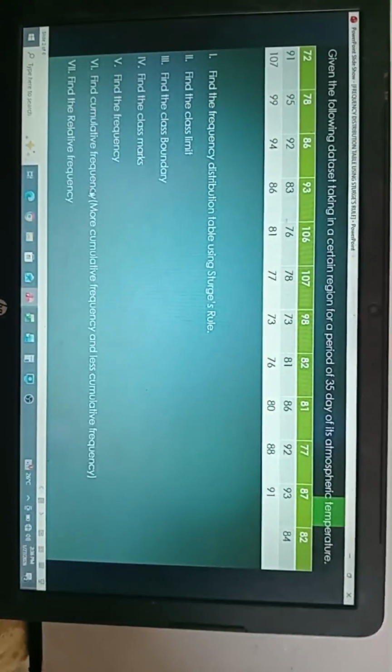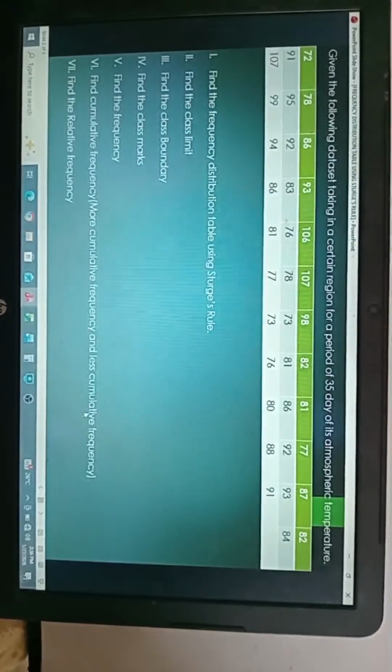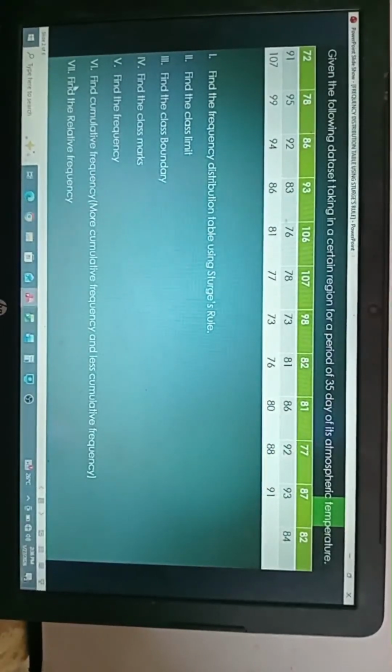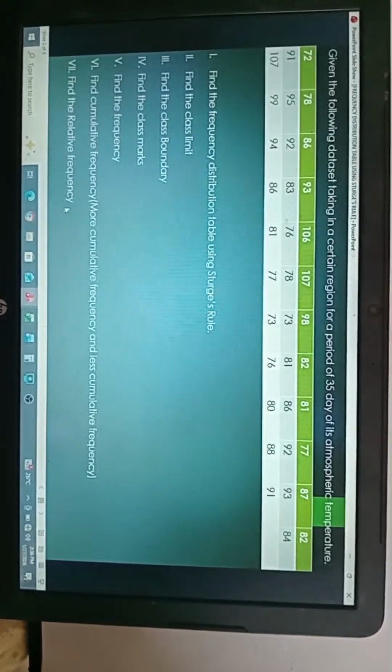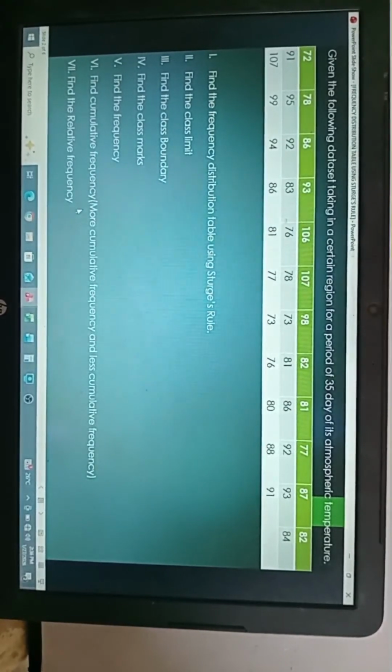Under here, we have two frequencies to be calculated. Cumulative frequency to be calculated, we have more than cumulative frequency and less than cumulative frequency. Finally, we have to determine the relative frequency, and the relative frequency is the individual frequency over the total number of the data set, and the sum of the relative frequency is 1. We are still going to see it in the next slide.